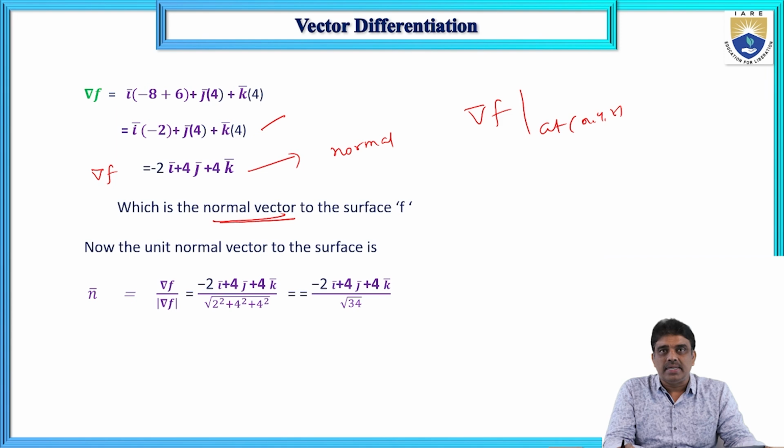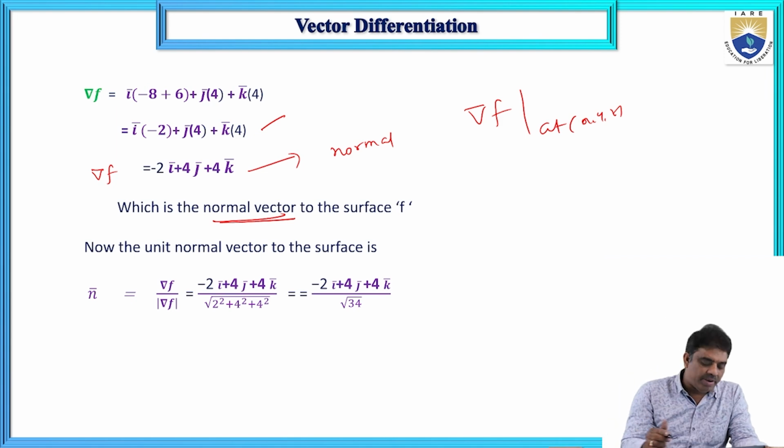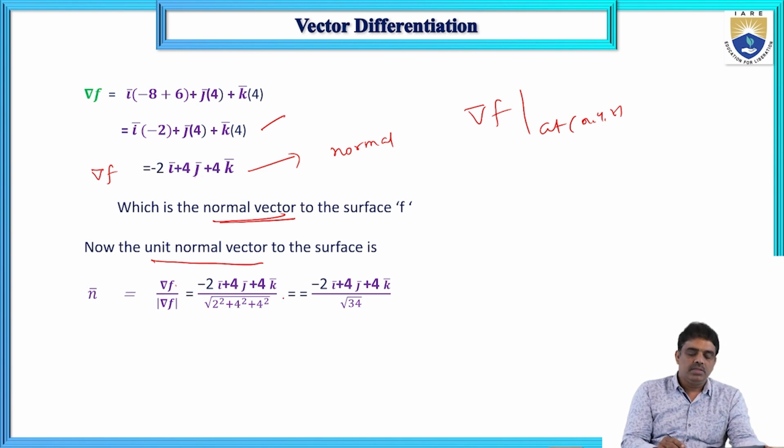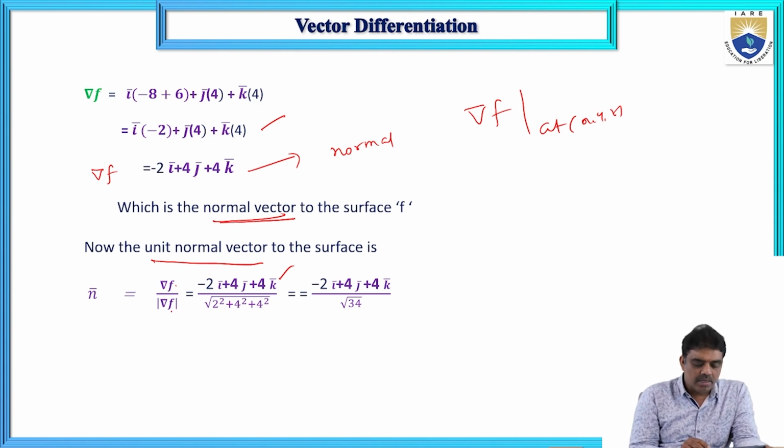So now the target is we have to find the unit normal vector. So how to find the unit normal vector? The formula will be grad f by magnitude of grad f. Grad f we already have as minus 2i bar plus 4j bar plus 4k bar. That will come in the numerator. So what will be in the denominator? Magnitude of grad f, that is the square root of 2² plus 4² plus 4².